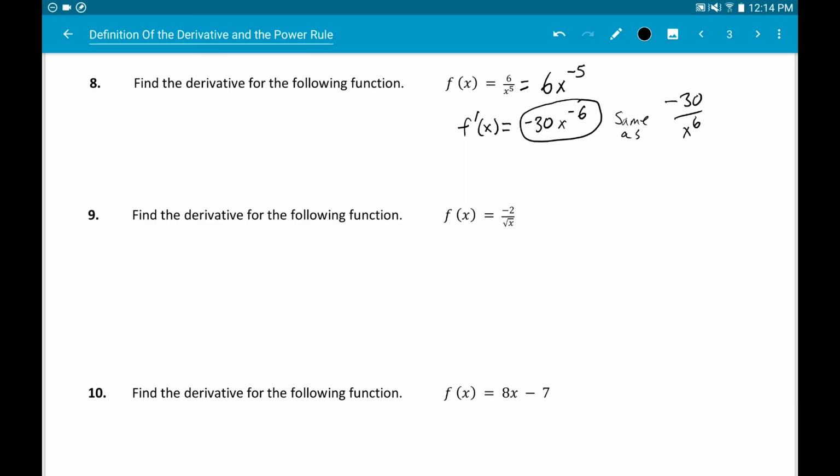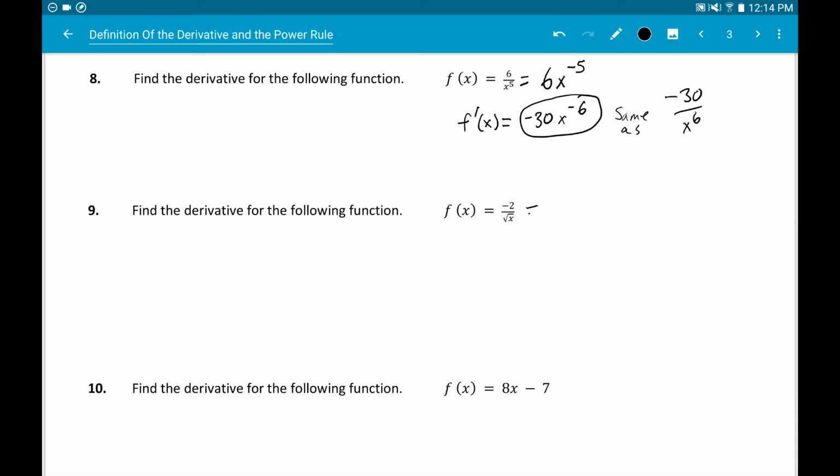Alright, getting a little bit uglier. f of x equals negative 2 over the square root of x. The square root of x is the same as saying x to the 1/2. So I got rid of my radical sign.